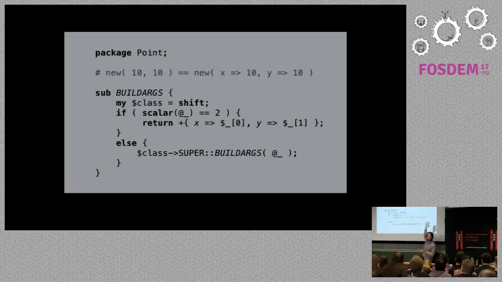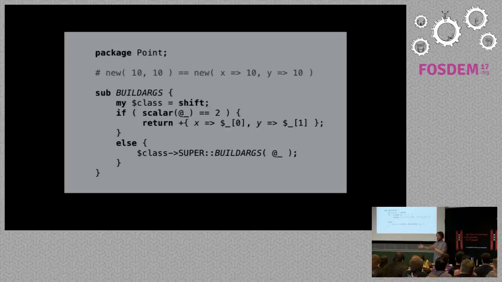If you've ever used the build args feature in Moose or anything like that, you should be really familiar. Basically, I notice that I only have two elements in my array, and I say, okay, I'm going to assume that's my two element form, and I'm going to turn it into this and return it, or I'm just going to call super. And all build args does is it mangles the arguments, turns them into the canonical representation of a hash ref, which is key value pairs.